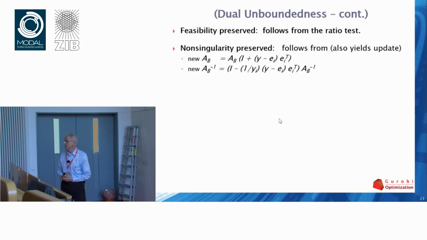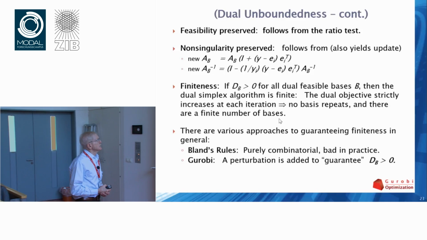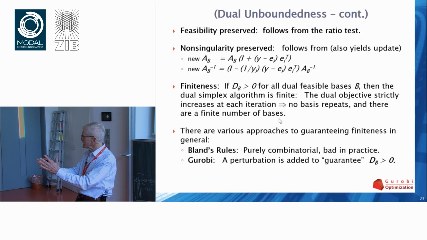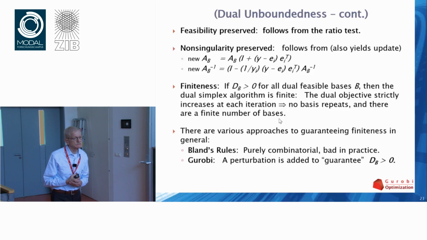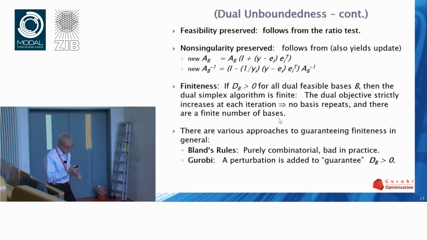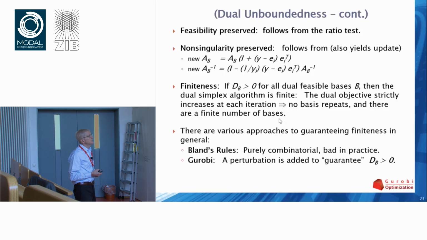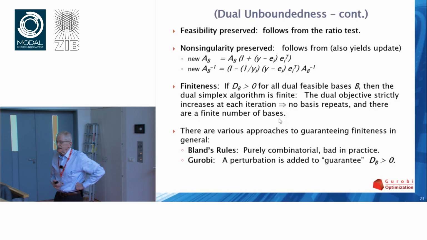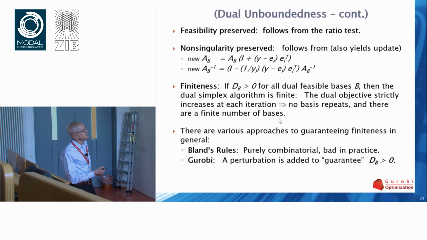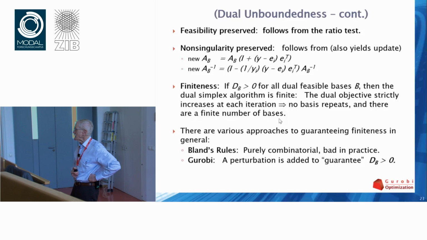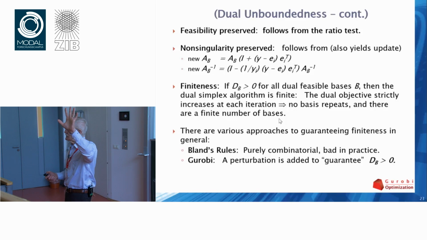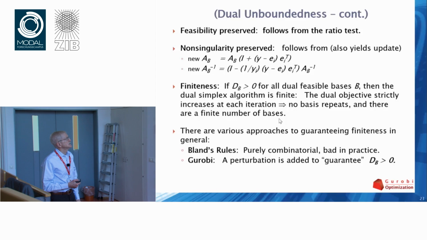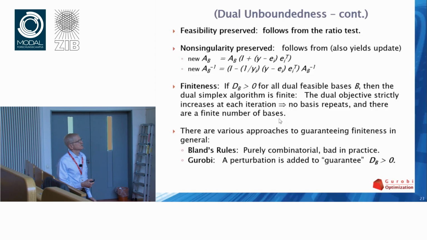Finiteness. Let's talk about finiteness. This is, again, a familiar argument that I'm going to make to start. If you took linear programming at some point, you surely have seen this argument. If at every iteration of the dual simplex method, every component of d_B is strictly positive, where B is changing all the time, but if that vector stays strictly positive, then the dual simplex method is finite.